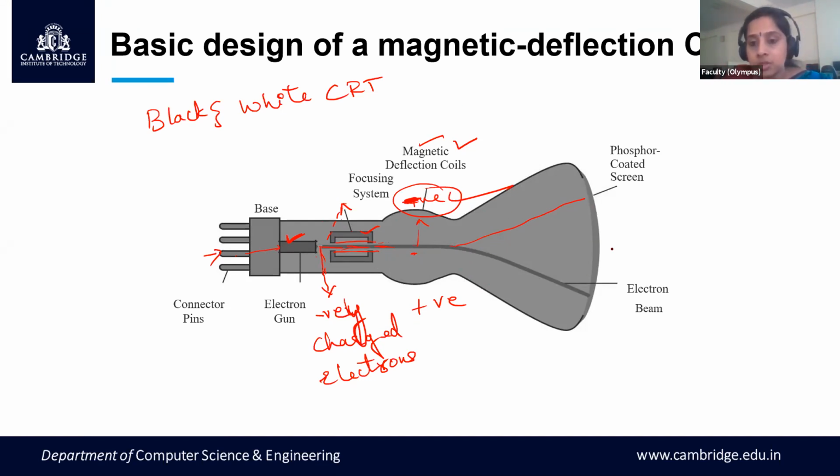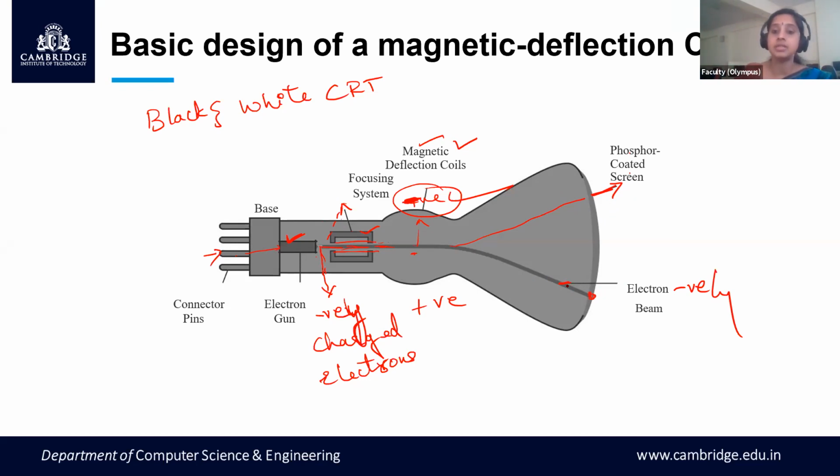Now, there is a phosphor coated screen. This is my electron beam. Electron is negatively charged. So what is this phosphor coated screen? When the electron beam touches the phosphor coated screen, the kinetic energy will be generated and you will actually find a glow on it. So the light will be emitted.